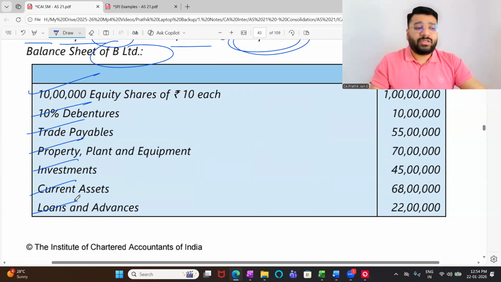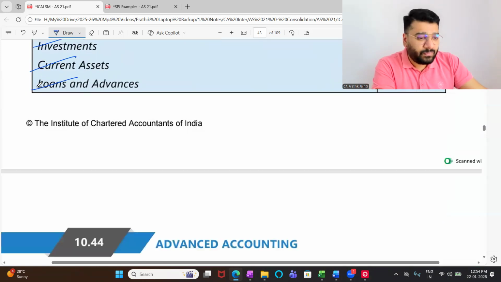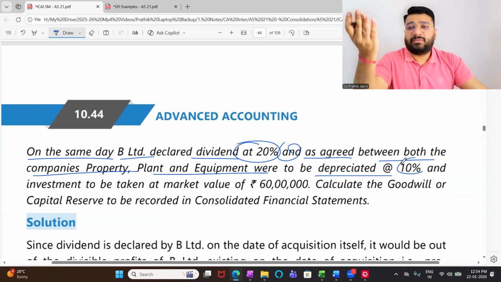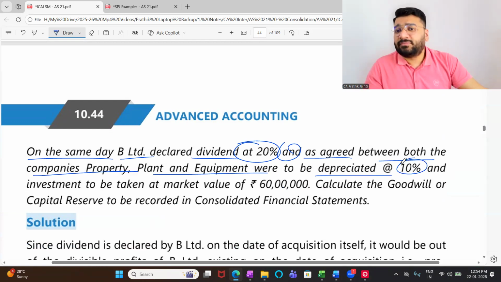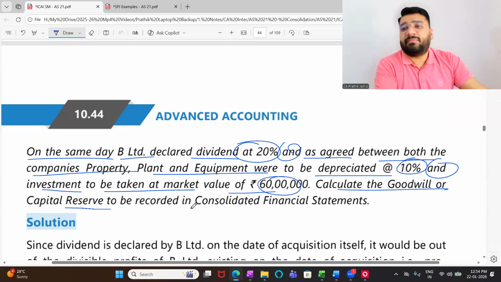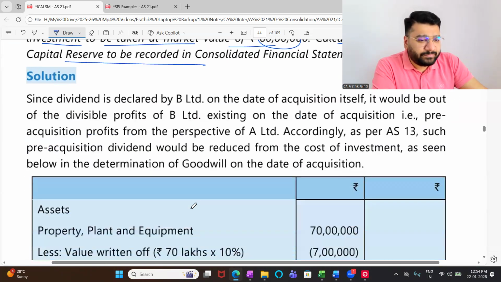So between the last two questions, this and this question, what is the difference? This they gave it here. Now, on the same day, we declared dividend of 20%. And as agreed between both the companies, PPE were to be depreciated at 10%. You want a depreciation, no, Siddharth? PPE downward minus 10% and investment is to be taken at the market value 60 lakh. Calculate goodwill or capital reserve. Manageable, not manageable. Easy question, same question, no difference. Easy question. Take this as homework.